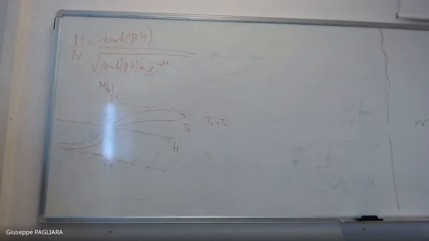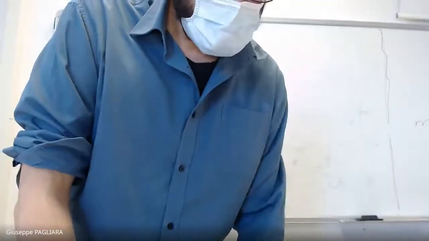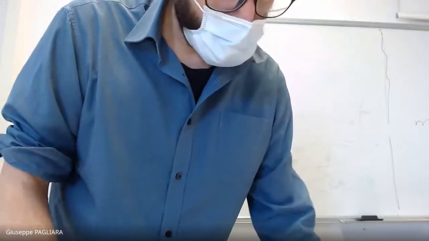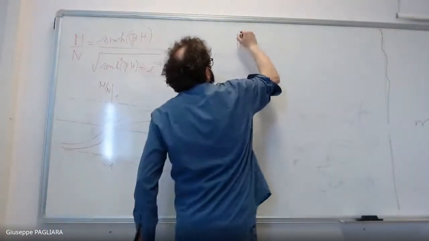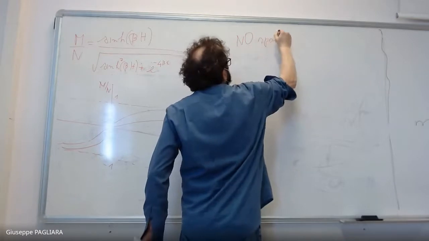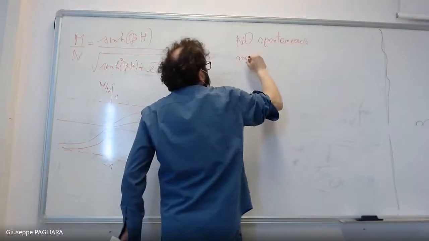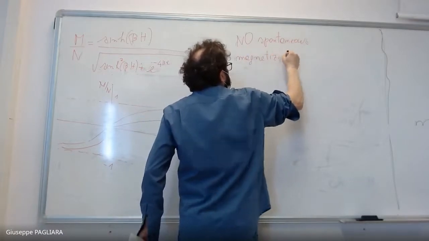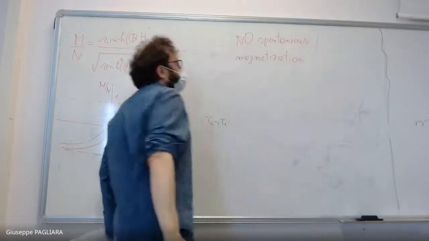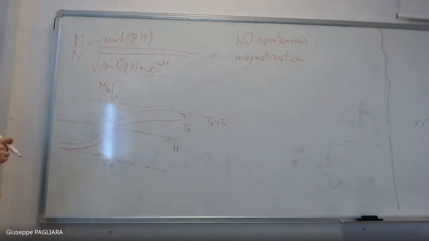Okay. So then what you notice is that basically there is no spontaneous magnetization. Let me write it down here. No spontaneous magnetization, because if H is equal to 0, then also the magnetization of my sample is equal to 0.